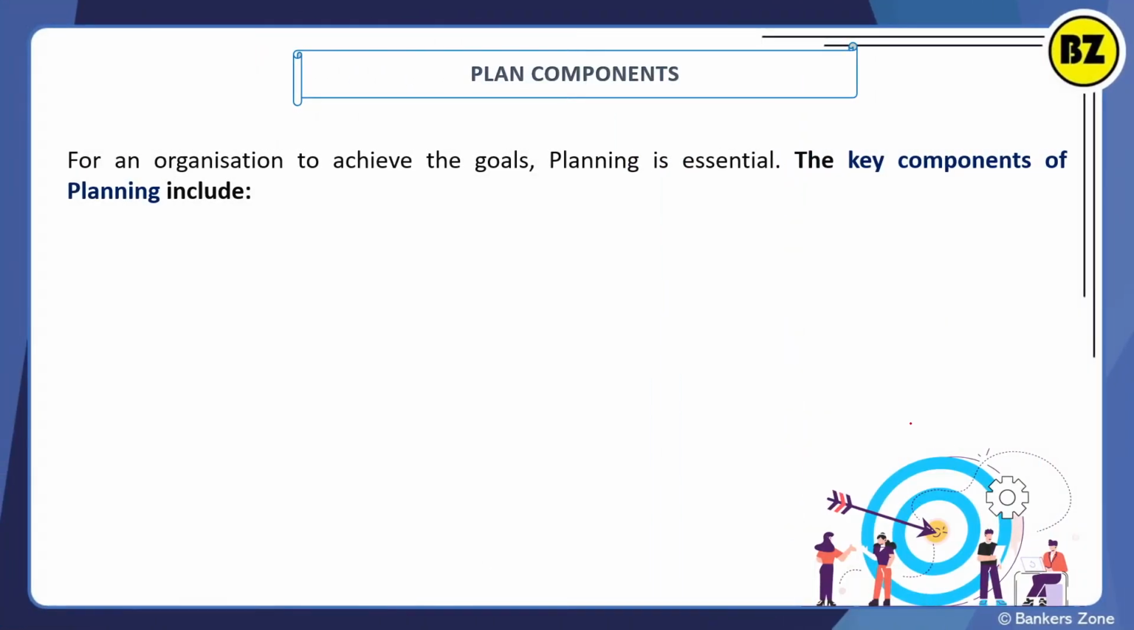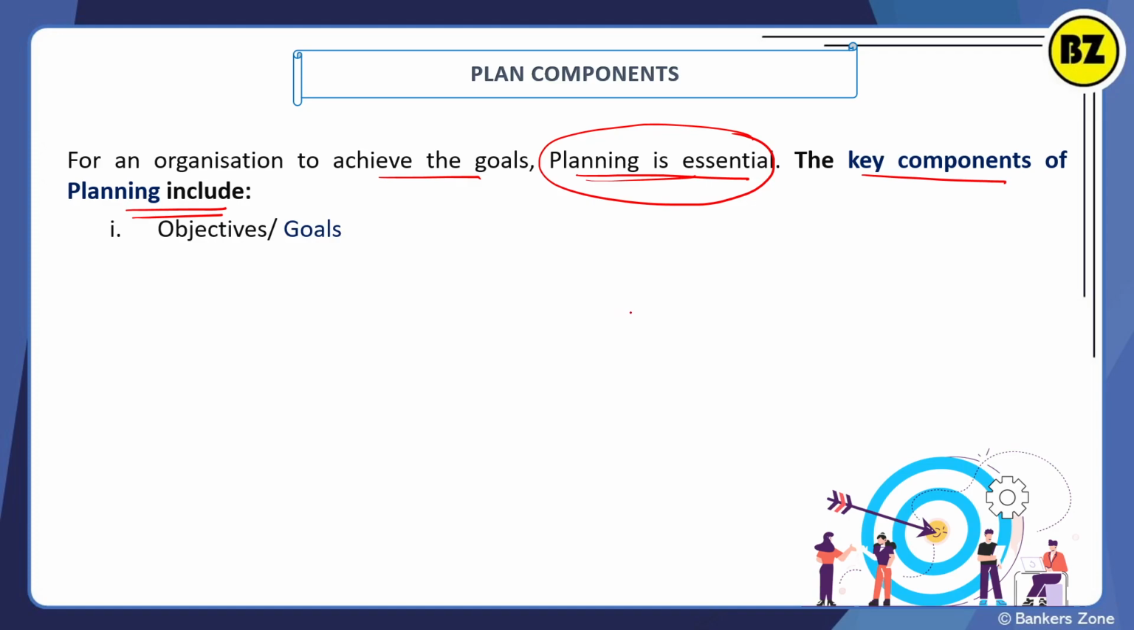Okay, now we will see the plan components. See, for an organization to achieve its goals, planning is essential. We already discussed it. Planning is essential. Now, what are the components of the planning? We will discuss one by one. So see here, components of the planning.